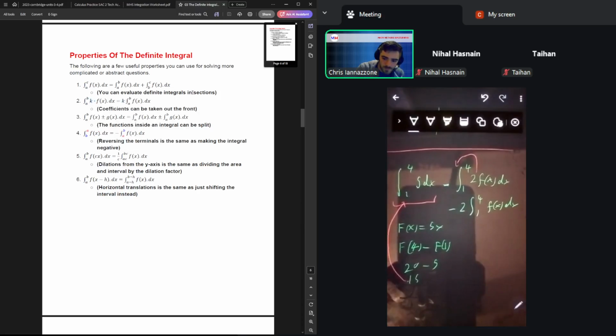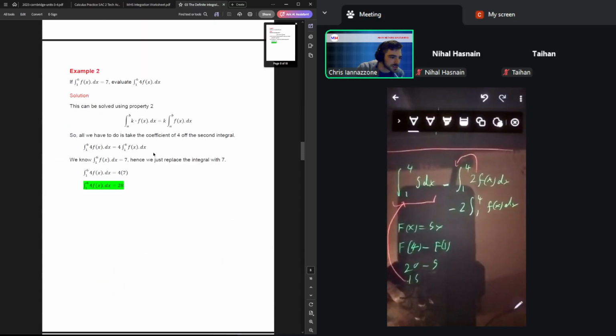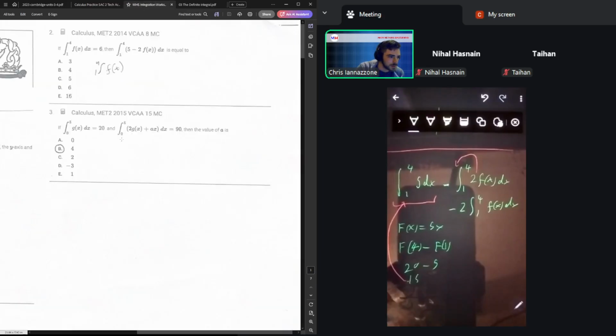Just for your own study, you can see examples of all of these being used in the key examples. Here's a very similar thing, right? This was equal to that. Oh, sorry, this was equal to that. Figure out what this one is. Take the 4 out the front. Fair enough. I guess we'll finish it off.